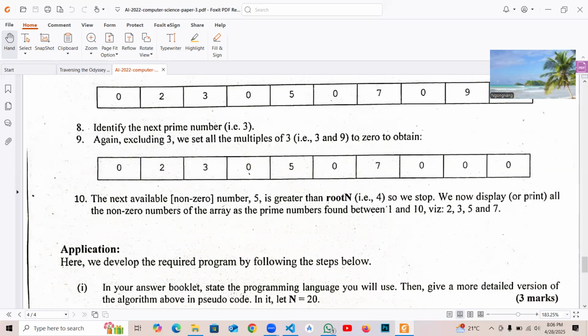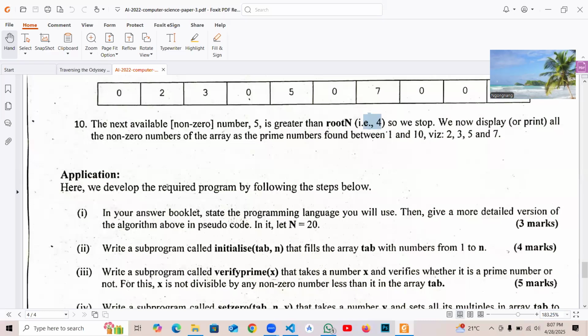We now display, we print all the non-zero numbers of the array, which are the prime numbers found between 1 and 10. So see, for example, we are going to have 2, 3, 5, and 7, which are only 4 numbers. 1, 2, 3, 4. And that's why we say we are going to have 4 numbers.